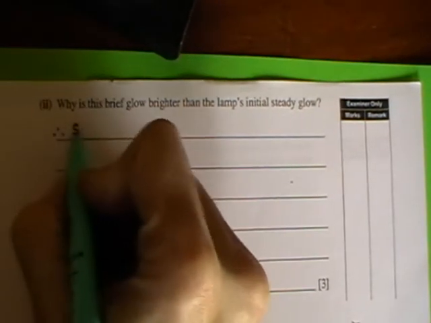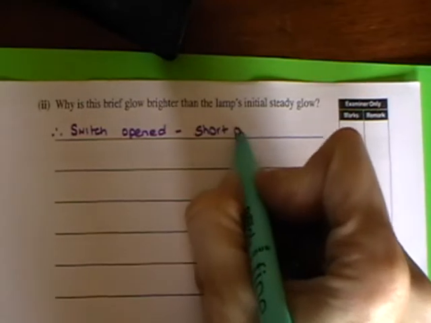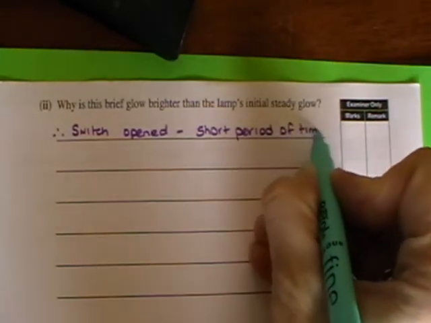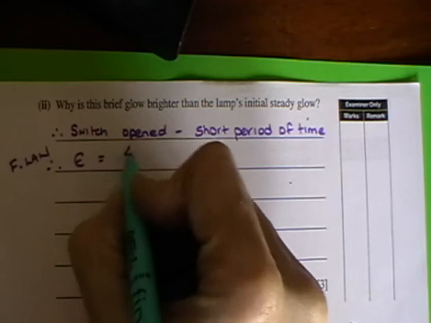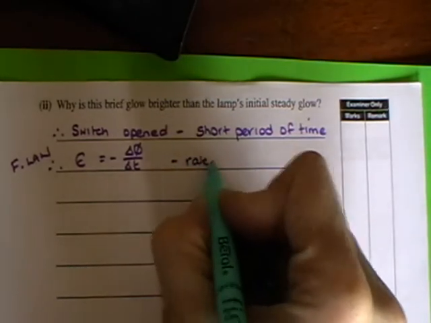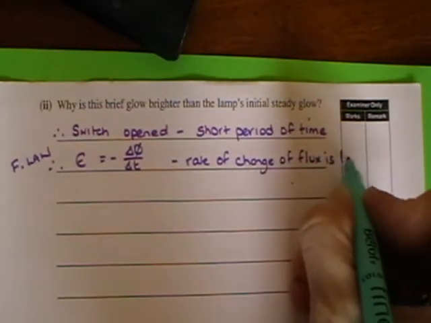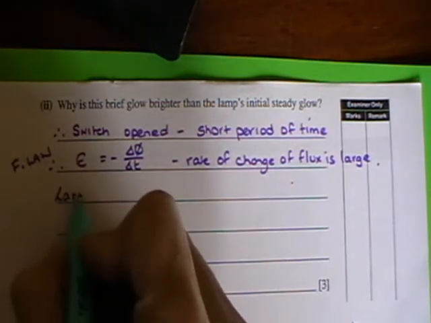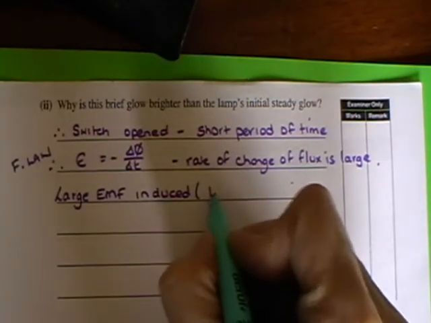The next part, why is this brief glow brighter than the lamp's initial steady glow? And the reason for that is because of the fact that when you open the switch, that takes a very short period of time. And therefore, Faraday's law, E is equal to minus delta phi over delta t. Rate of change of flux is large. So a large EMF is induced. And the EMF induced is larger than the actual supply.